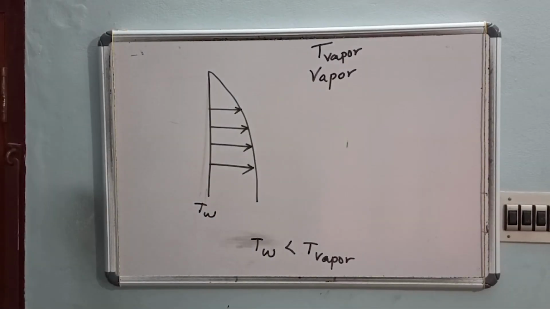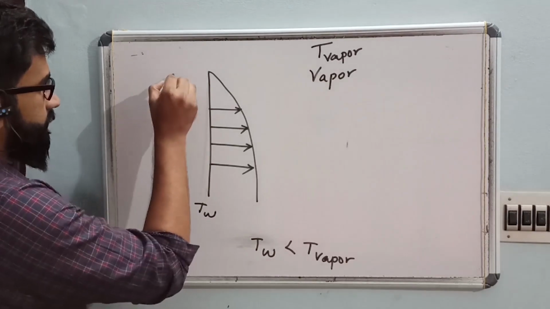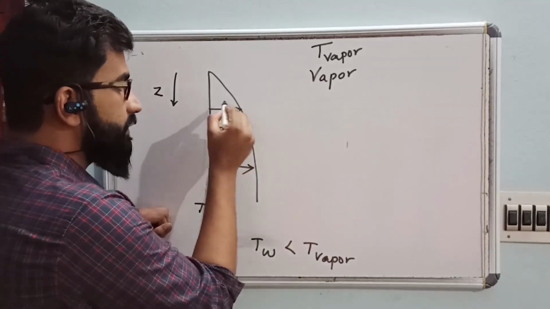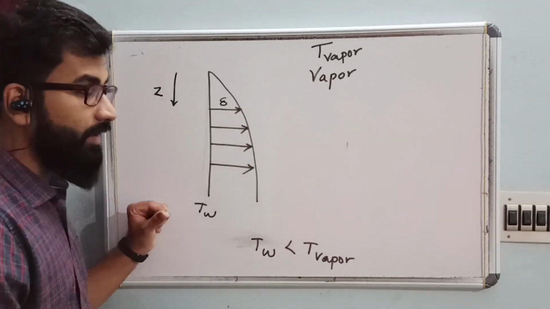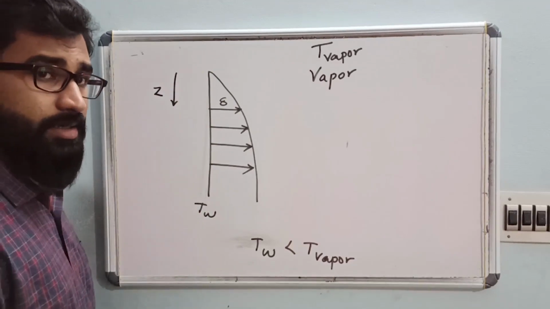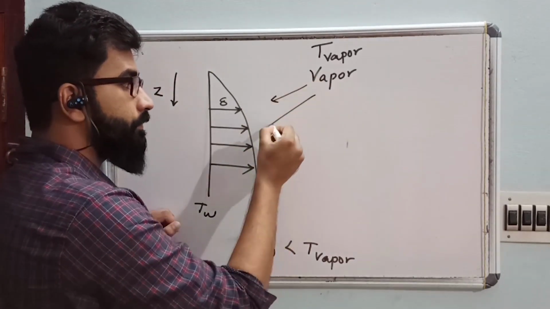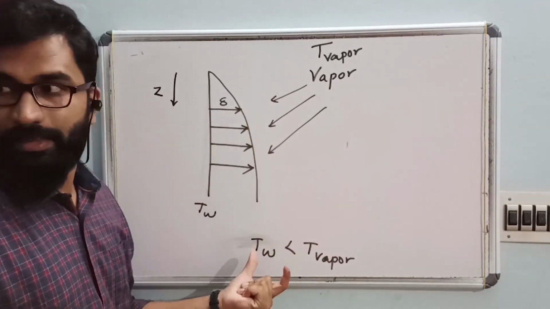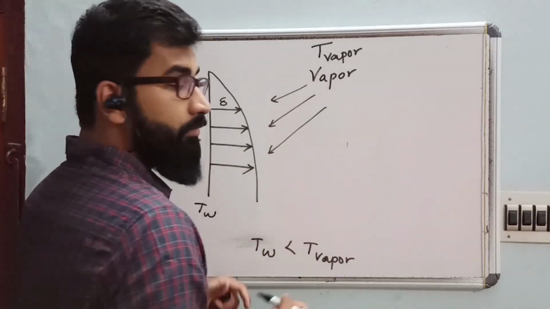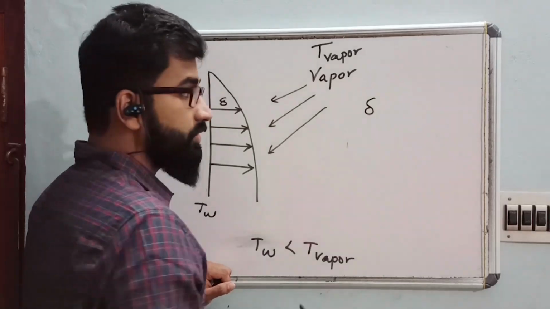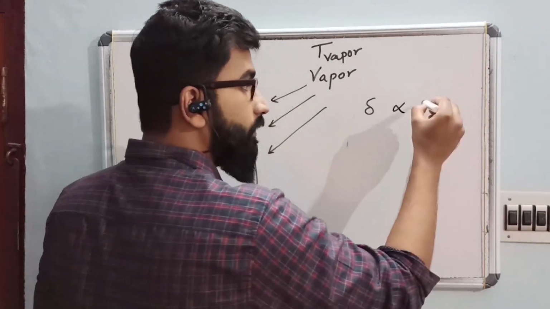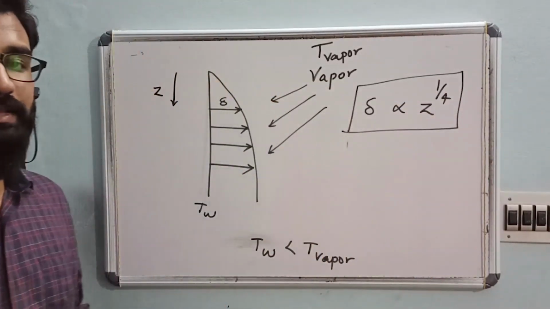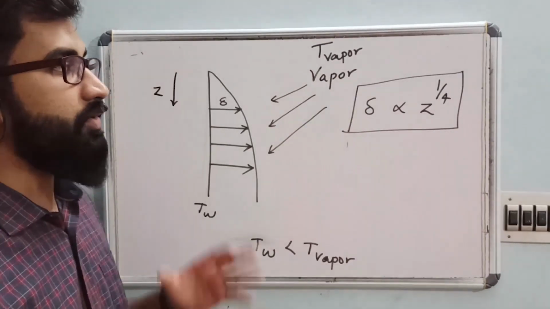Now as I told, when we go downwards in the Z direction, what happens to your film thickness? This is your film thickness, del. So your del will increase in the downward direction. Why is it increasing? Because more vapor is condensing. Clear? Due to the condensation of more vapor, the thickness of the film is increasing. Now, if you remember the correlation, after doing the total derivation you will get del proportional to Z power 1 by 4. That is, the thickness of the film will increase proportional to Z power 1 by 4.